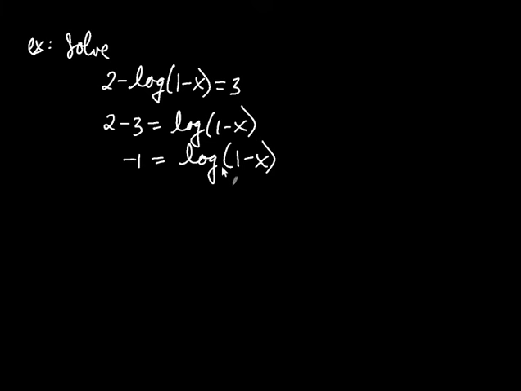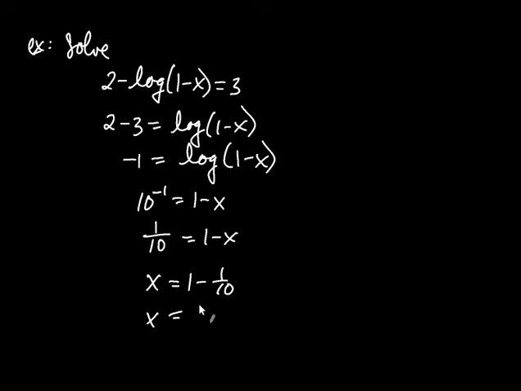And when you have a single log, what you do is you convert it to an exponential equation. Now remember, the base is 10 because this is a common log. So 10 raised to the negative first equals 1 minus x. That's what we mean by convert it to an exponential equation. So the left-hand side is 1/10, and the right-hand side is 1 minus x. So if I solve this equation, I get x is equal to 1 minus a tenth. So x is equal to 9/10. Okay, and that would be our solution. Now I can see, of course, that if I plug in 9/10, 1 take away 9/10 is a positive number.